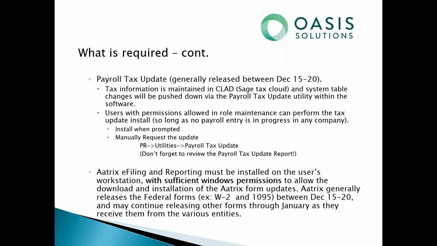Atrix generally releases their federal forms for year end, usually between December 15th and 20th. So if you go out there now, it probably is still going to have the 2021 forms, but usually between the 15th and the 20th of December, they do release the new forms. And they also, because Atrix does allow processing of more than 300, and I believe it's 330 federal, state, and local forms, they continue to release updated and approved forms generally throughout January.